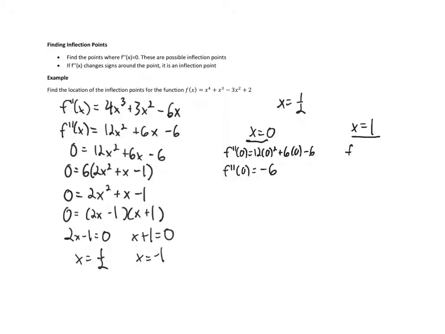Checking to the right, f double prime of 1 would be 12 times 1 squared plus 6 times 1 minus 6. And f double prime of 1 would equal 12 plus 6 is 18 minus 6. This is 12. So we did switch from negative 6 to 12, so from a negative to a positive. x equals 1/2 is an inflection point.